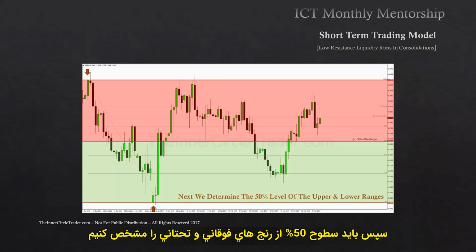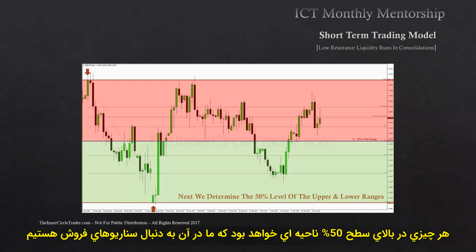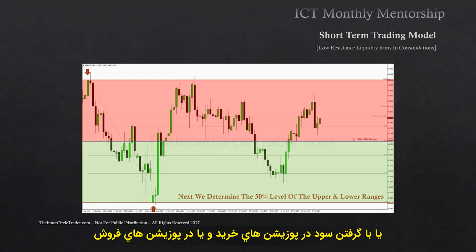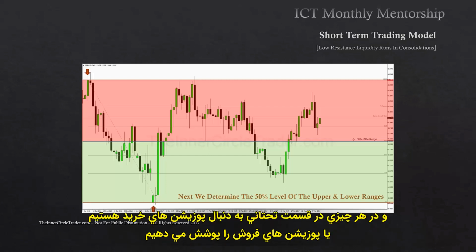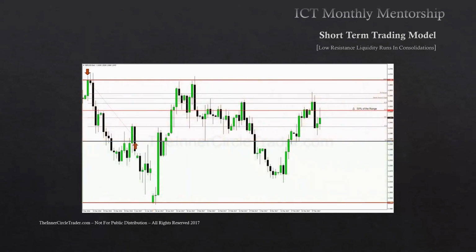Next, we have to determine the 50% levels of the upper and lower ranges. Anything above the 50% level is going to be our area at which we look for sell scenarios, either by taking profit on longs or short positions. And anything in the lower portion, we're looking for longs or covering short positions.